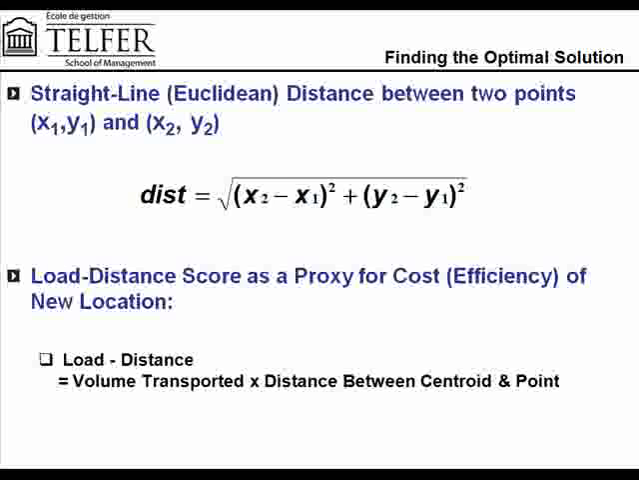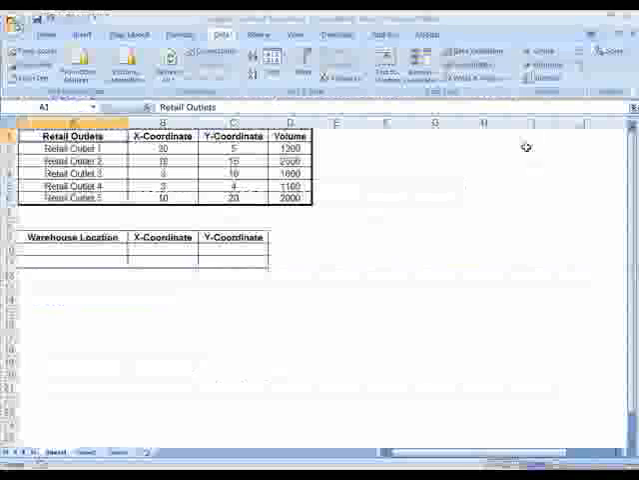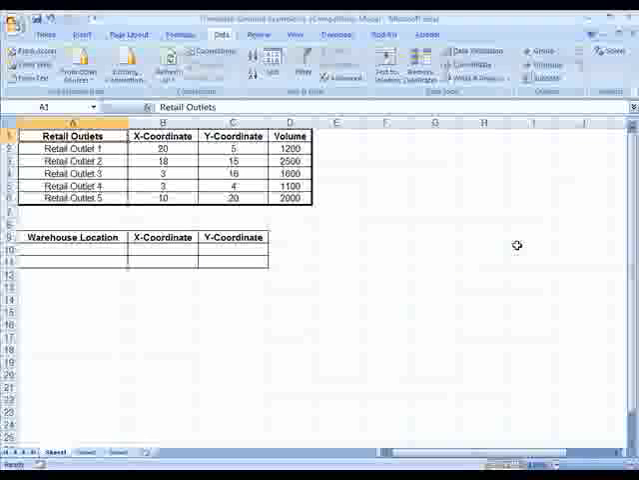So what we can do then is, using Solver, we can come up with a solution which tries to minimize this load distance for us between all of the retail outlets and our warehouse. So what you want to do is get as efficient a solution as possible, so try to reduce the total load distance of your entire problem. So we can do this, and let me just open up Excel and try this out.